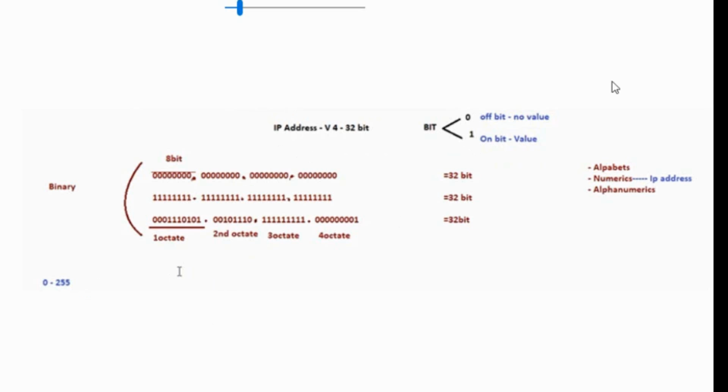Okay, so I hope you got the clue about IPv4, which contains 32 bits, and I have divided it into octets as portions, with on bits and off bits, and how the binary works from the numeric IP address. So it's very easy. It's not rocket science, again I'm telling you. So all you have to do is just understand.